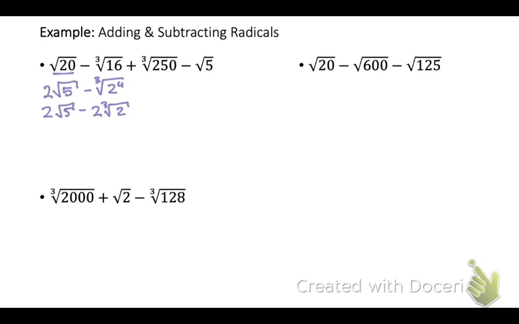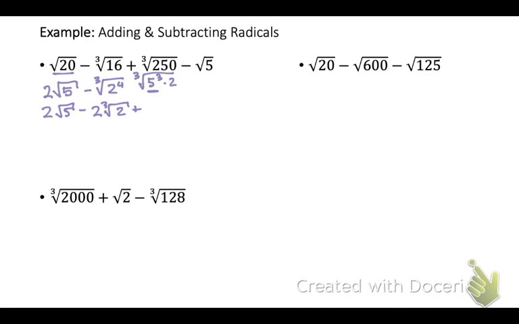Okay, 250. Well, that's 25 times 10, right? And that's 5 cubed times 2, because 25 has two 5s and 10 has one 5, and then there's a 2. So what can I bring out of that? I can bring out a 5.